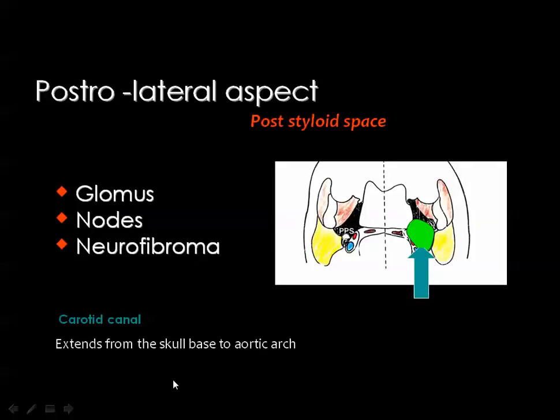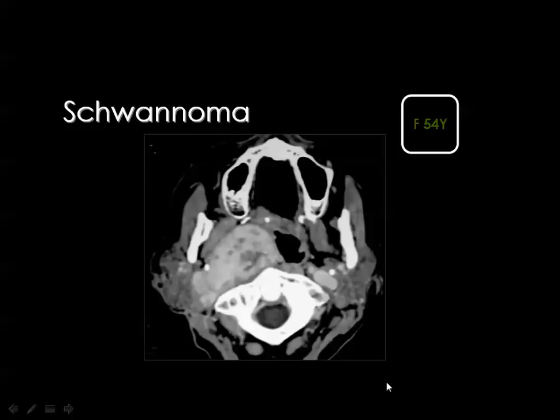Then there are three main lesions arising in this particular area. They will displace the fat anteriorly and may displace the styloid process also anteriorly. These are the glomus tumors, the lymphadenopathy, and the neurofibromas from the previously mentioned cranial nerves. And this is a good example of schwannoma from the retrostyloid space.